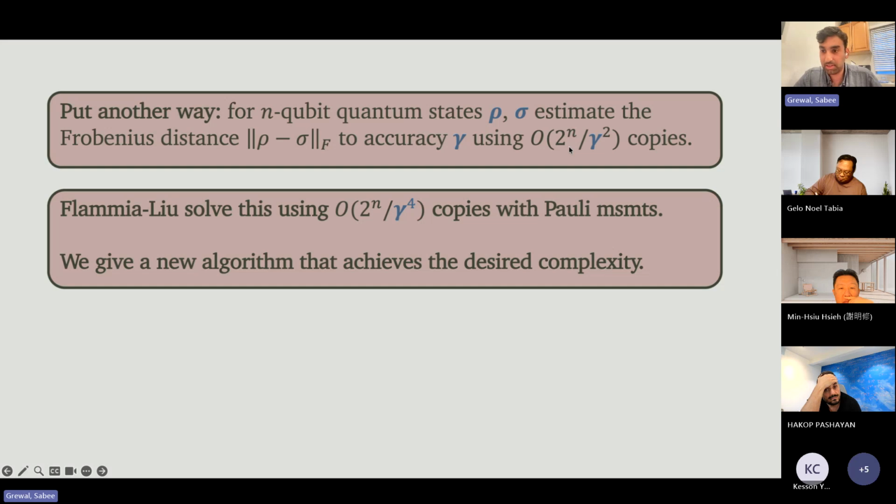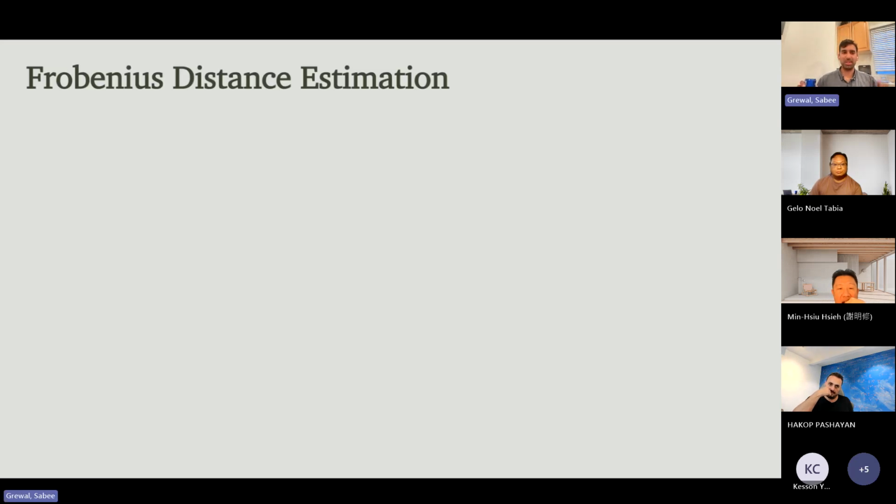And it turns out this has been studied actually. Flammia and Liu solved this problem with 2 to the n over gamma to the 4 copies. And they also use Pauli measurements. And one of the more technical contributions of our paper is to give a totally new algorithm that achieves this desired complexity 2 to the n over gamma squared. Cool. So Frobenius distance estimation, that's what we've boiled this all down to.